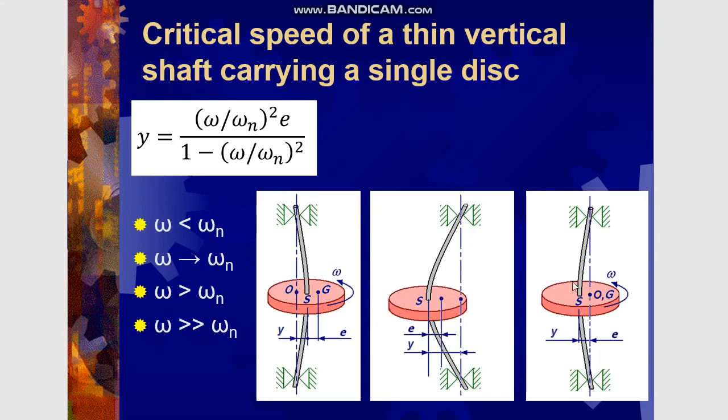The shaft bends in such a manner that y approaches minus e, so that the disc can now rotate about its center of gravity. The shaft's bending will adjust so that point G coincides with point O. Now let's look at the expression graphically.